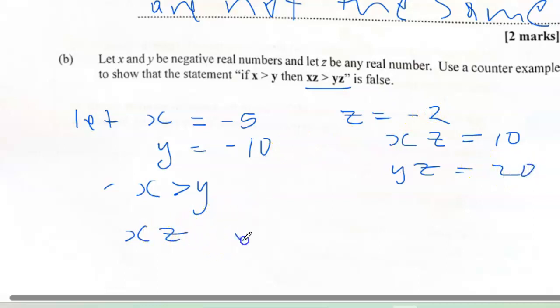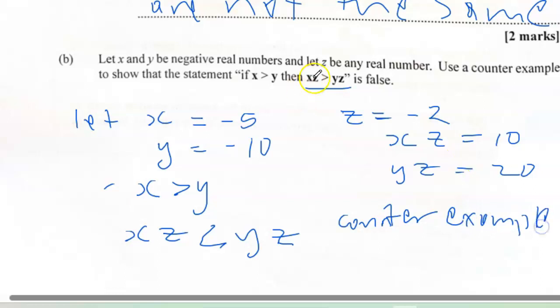Let's compare XZ to YZ. Is it greater? So XZ is 10. YZ is 20. It's actually less than. All right, so that's a counterexample, because this is saying XZ should be more than YZ. But we're finding XZ based on the conditions that we're given. X and Y must be negative, and Z can be anything, negative or positive. We use a negative for Z. So based on the situation here, we're finding XZ to be actually less than YZ, since 10 is less than 20. All right, so therefore, proven. Let's move on.